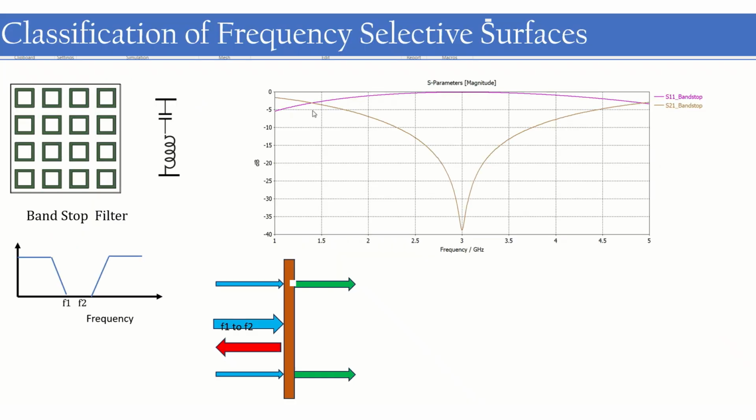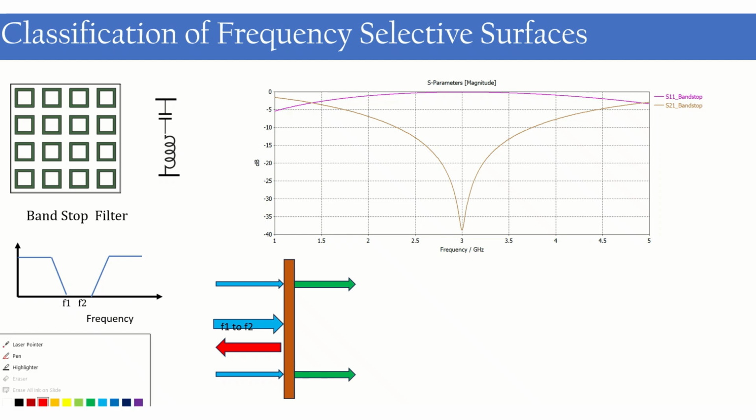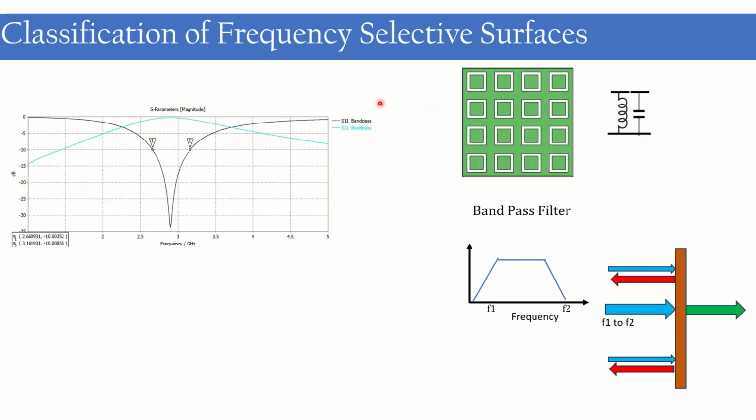Thank you. So in effect, this is the response of the band stop filter. If we have a square loop, we will get a response like this: S11 showing 0 dB values and S21 showing values less than minus 10 dB. And in case of a band pass filter, if you have a dual of the square loop, it will be like this: S11 will be showing less than minus 10 dB and S21 will be showing 0 dB values. That's all. Thank you.